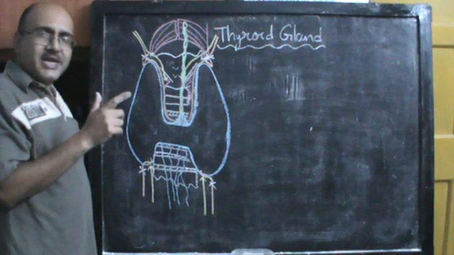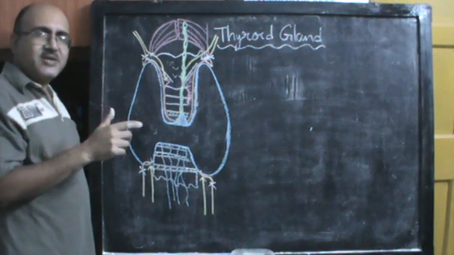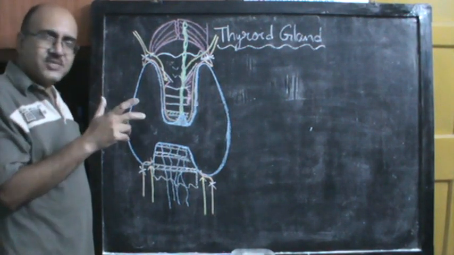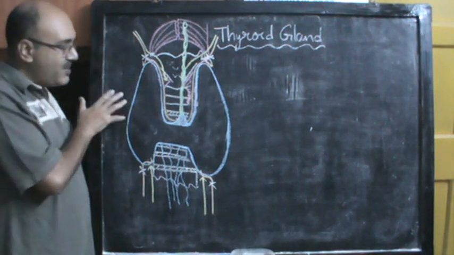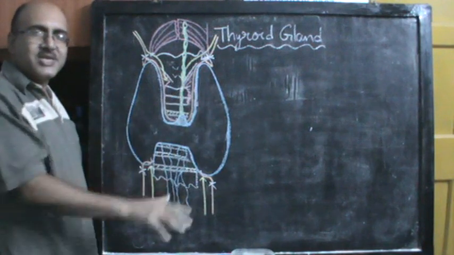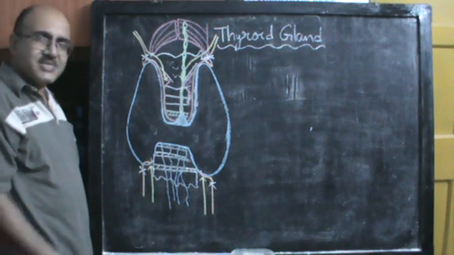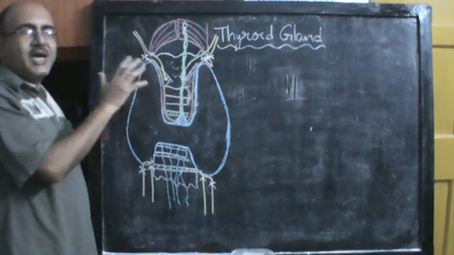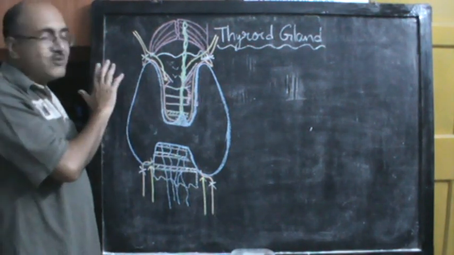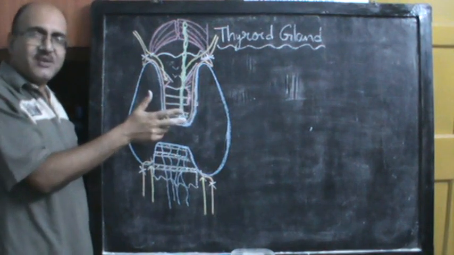Now in the neck, in the midline of the neck in the front, you have the skin, you have the subcutaneous tissue. In the subcutaneous tissue you have the platysma muscle, and you have the transverse cervical cutaneous nerves coming from the cervical plexus. Now when you have removed the skin, subcutaneous tissue and the platysma, then you are going to get the investing layer of the deep cervical fascia.